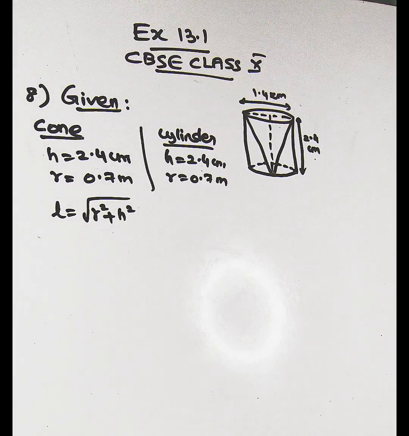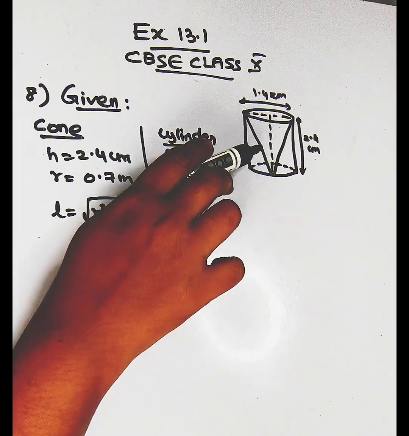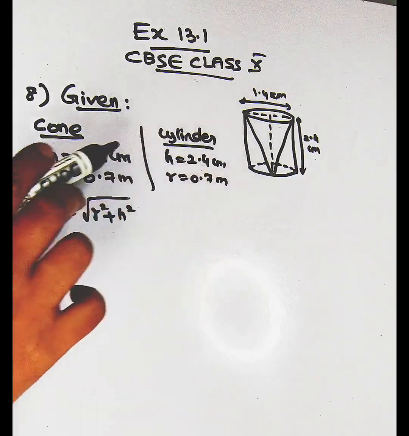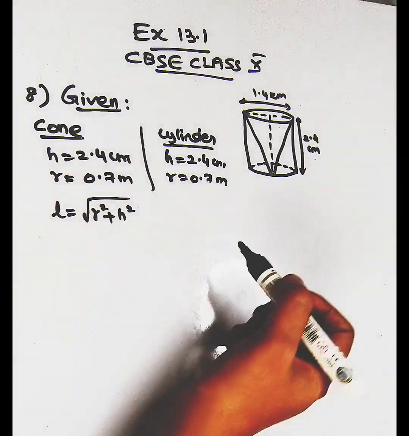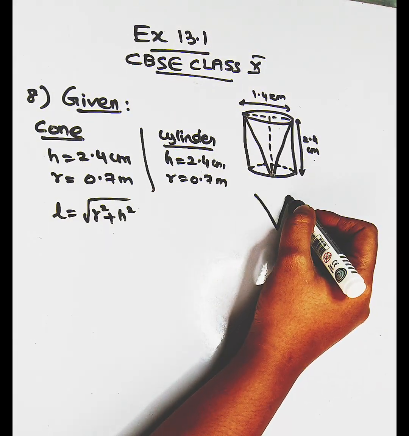Question number 8. From a solid cylinder whose height is 2.4 cm and diameter 1.4 cm, a conical cavity of the same height and same diameter is hollowed out. Find the total surface area of the remaining solid to the nearest centimeter. So we have the same height. If you see the diagram, we have the same height and the radius for both cone and the cylinder. Write the given data. When you take out the cone, the remaining solid will look like this.